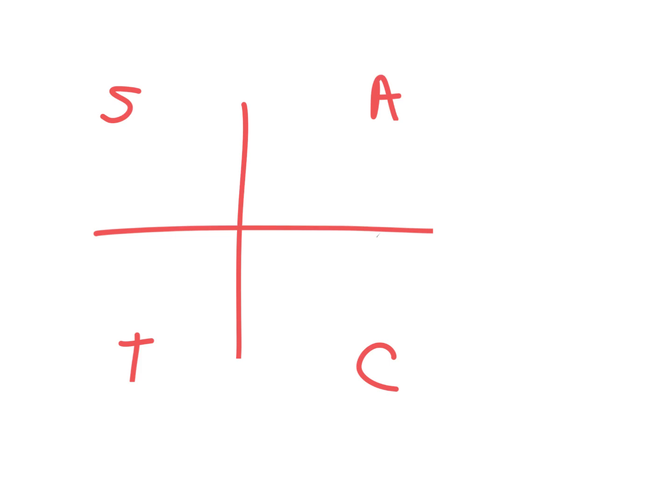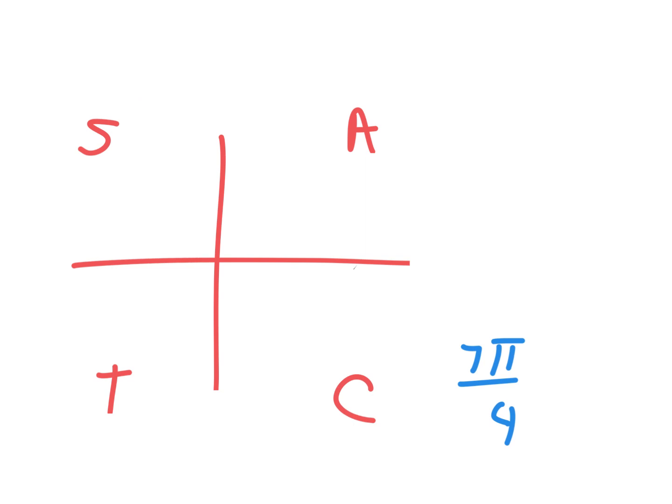A ton of kids got that wrong the last time you saw it. A ton of kids gave the answer of 7 pi over 3. No, it wasn't that. It was 7 pi over 4. A ton of kids gave that answer. That's an impossible answer on inverse trig. If you've forgotten this, let's review it today because it's going to come up.